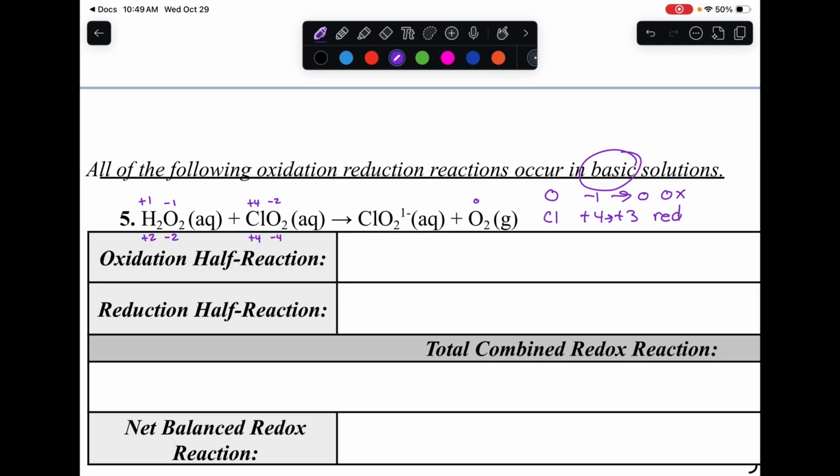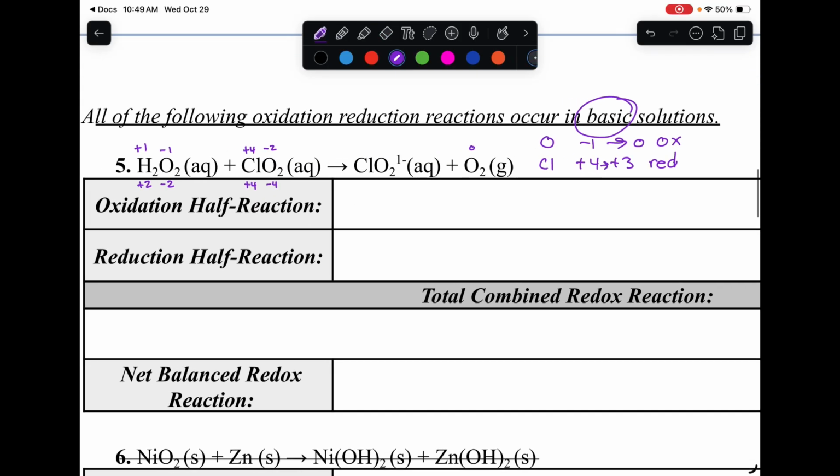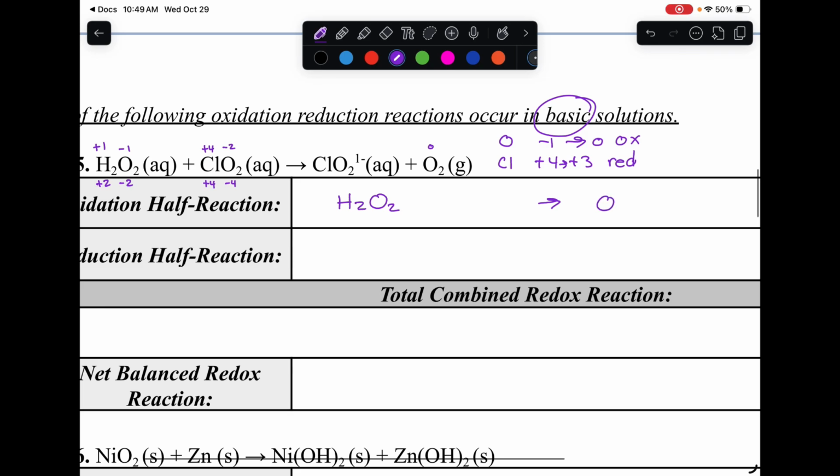All right, we'll move some of this out of the way. So our oxidation half is the oxygen. We're just going to take the elements that include the oxidized oxygens, which is the peroxide, and the elemental form for oxygen. We'll balance that later. The reduction half is ClO2 and ClO2 minus.